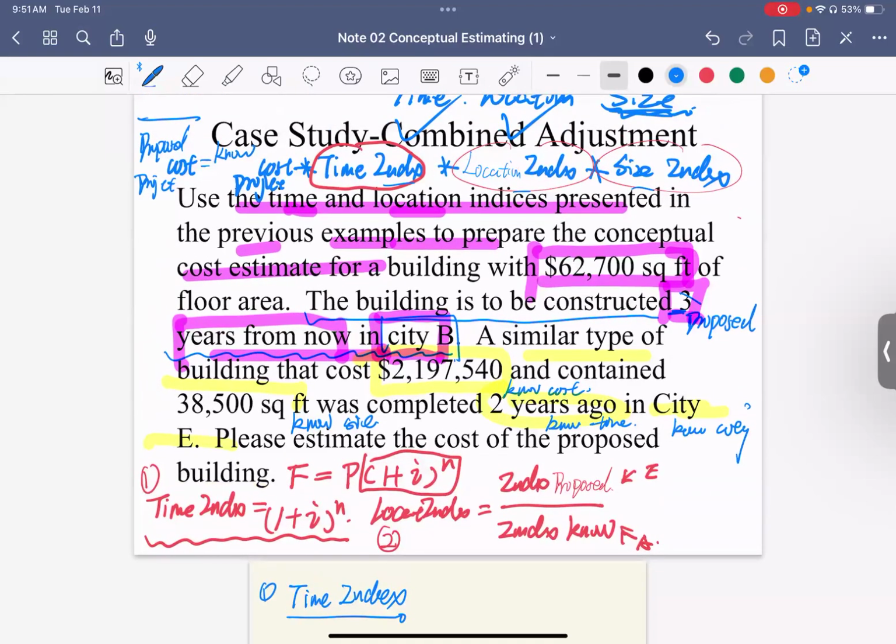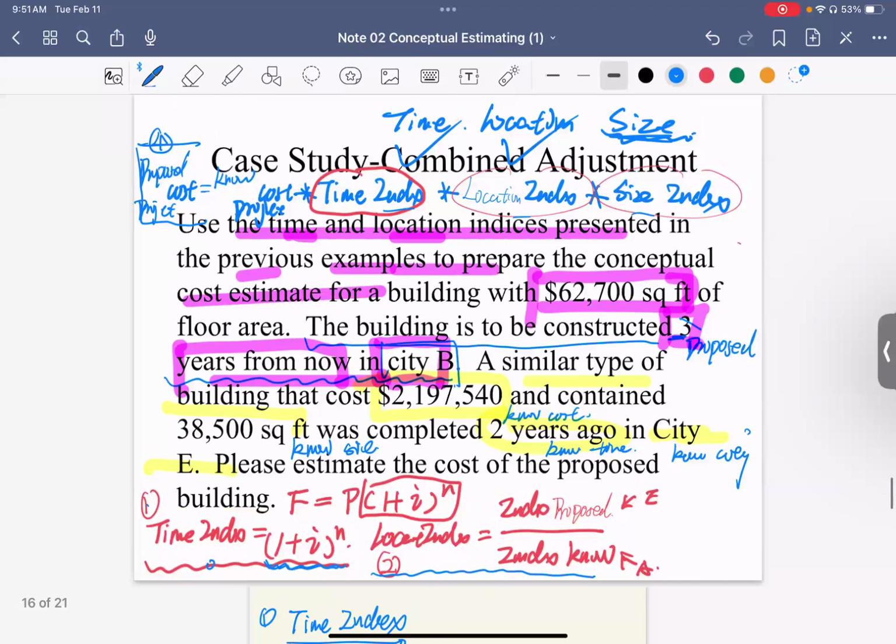So this is the equation you're going to use. One step is finding the time index, the second step is finding the location index, and the third step is finding the size index, and then you put all those back in here. This is your fourth step, so you are finding your project cost. When you're doing your time index, you can refer to the time adjustments, and when you find your location index, you can refer to your location adjustments example.